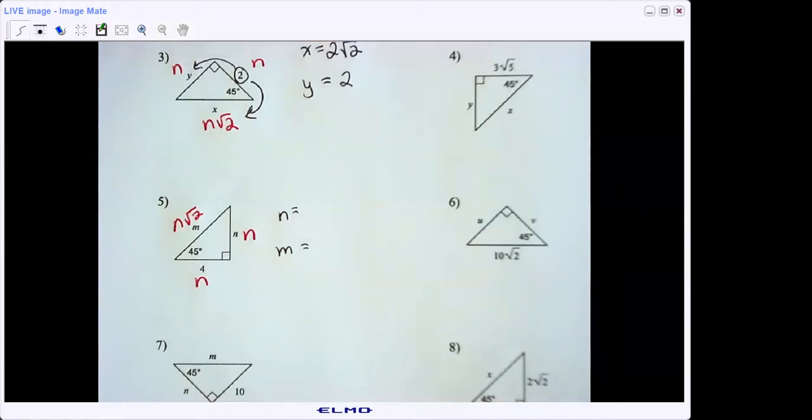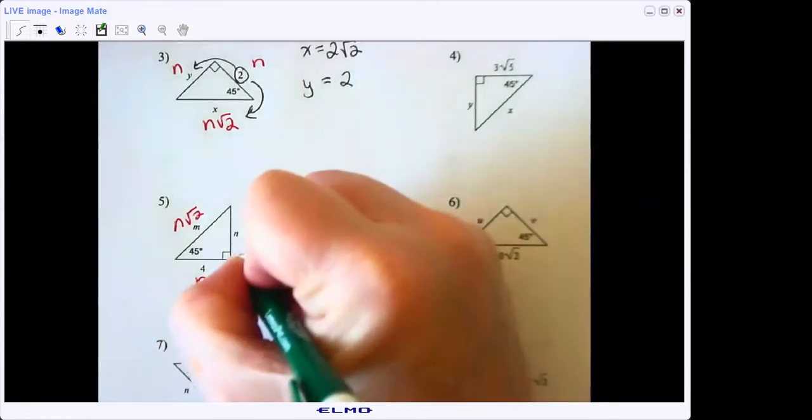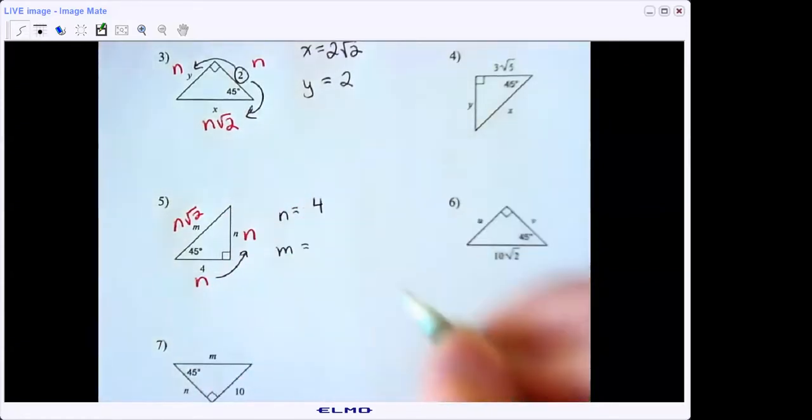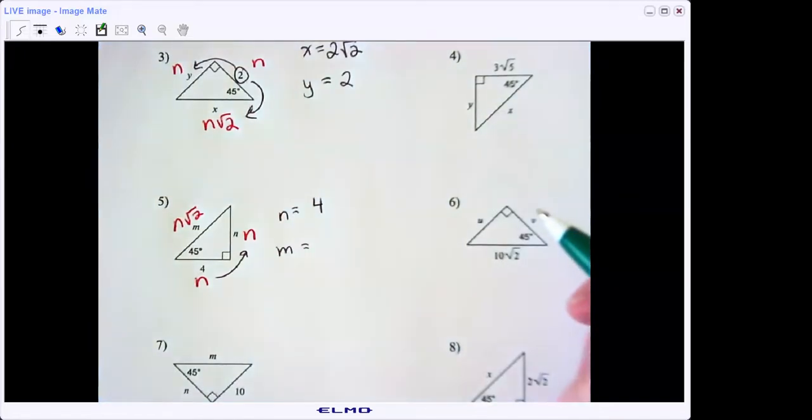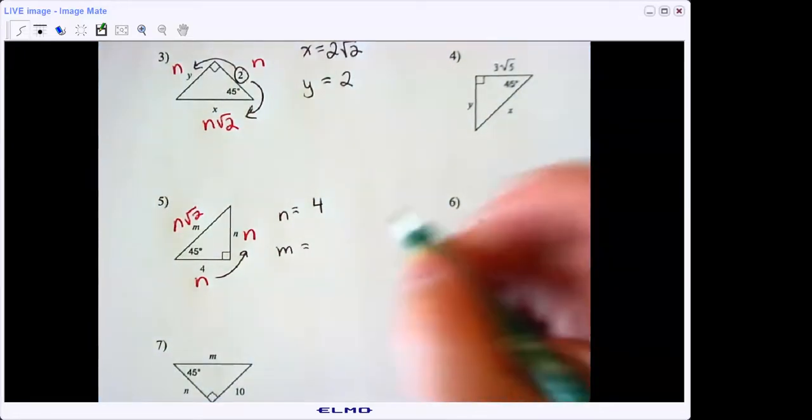So what's N? Is it 4? 4. Good, because these are the same. And what does that make M? 4 square root. 4 square root 2. Nice.